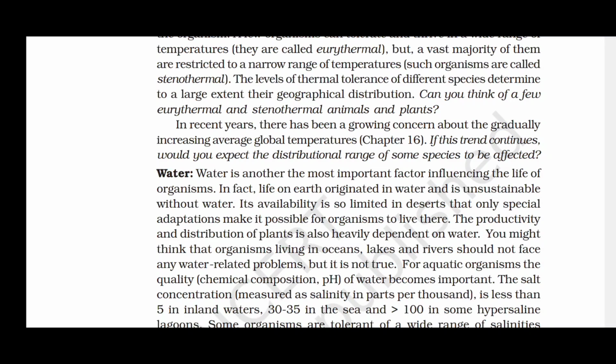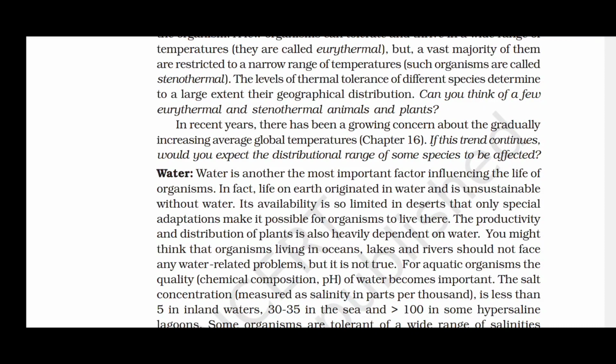Water is another of the most important factors influencing the life of organisms. In fact, life on the earth originated in water and is unsustainable without water. Its availability is so limited in deserts that only special adaptations make it possible for organisms to live there. The productivity and distribution of plants is also heavily dependent on water.